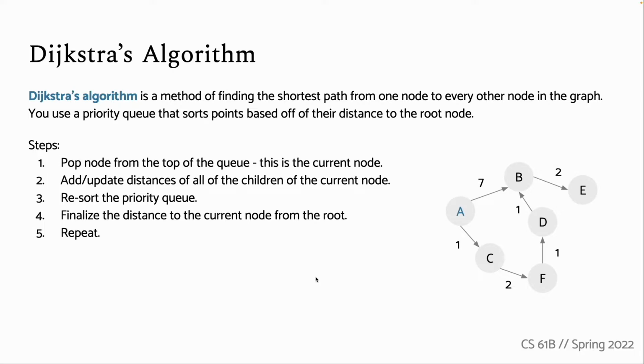Dijkstra's only works on graphs that have only positive edge weights, which means that you know you're never going to end up with a smaller edge weight than what you currently have. So once you do that, you're going to add or update the distances of all the children of the current node, resort the priority queue, and then do the same thing all over again. We will have an example on the worksheet coming up, so if you're a little confused, don't worry about it.